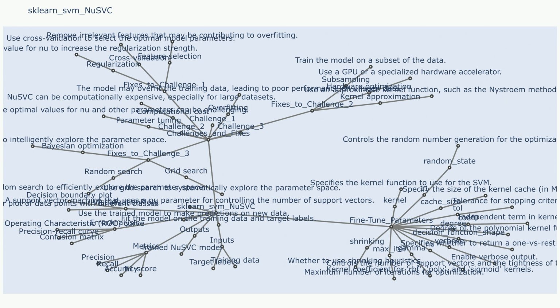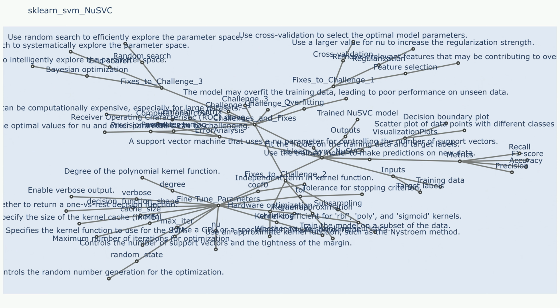Fine-tune parameters. Nu: the parameter that controls the number of support vectors and the upper bound on the fraction of training errors. A lower value of nu will result in fewer support vectors and a tighter decision boundary, while a higher value will result in more support vectors and a looser decision boundary.